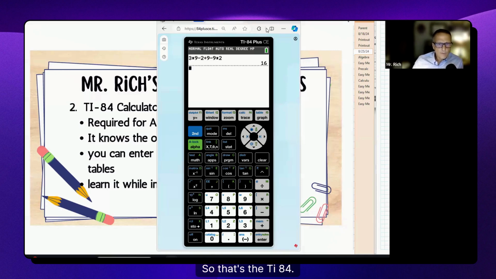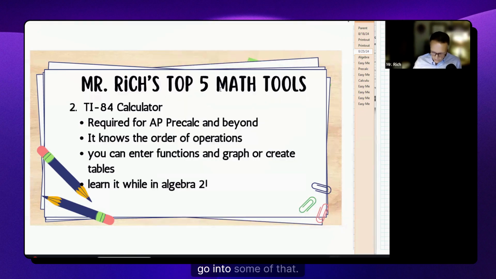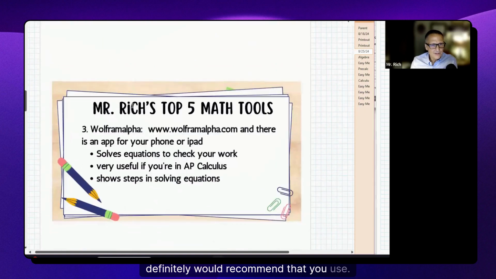So that's the TI-84. I'm not going to go into much more of it here, but you can enter in functions and use function notation. So it's very, very powerful. And maybe in a future Mr. Rich Q&A, I can go into some of that. So that's tip number 2, right? The TI-84 would be the second math tool that I definitely would recommend that you use.